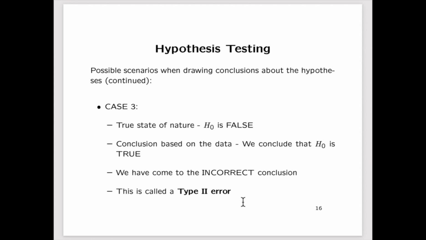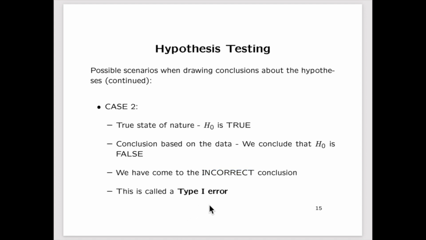The third case, the third possible scenario, is where the null hypothesis is in fact false, but based on the data that we obtain, we conclude that the null hypothesis is true. Or another way to say that would be, the null hypothesis is false, but based on the data we obtain, we fail to conclude that the null hypothesis is false. All right, and so obviously if the null hypothesis is false, but we conclude that it's true, then we again have come to an incorrect conclusion, and this type of inferential error is called a type 2 error.